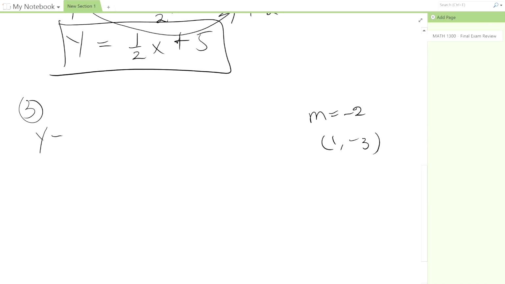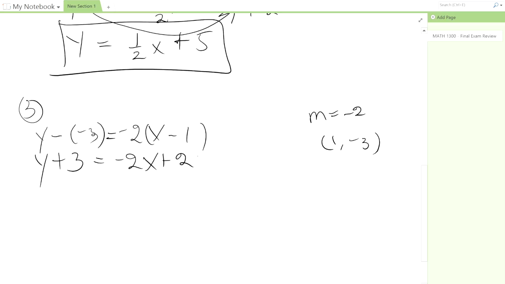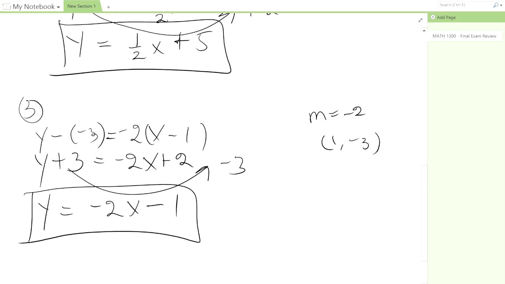Now I have y minus 3 equals negative 2 times x minus 1. Minus and the negative sign become a positive. Y plus 3 equals negative 2x plus 2. I can go ahead and move the 3 to the other side of the equation. Becomes negative 3. Y is equal to negative 2x, and then 2 minus 3 gives me negative 1. And that is that equation.